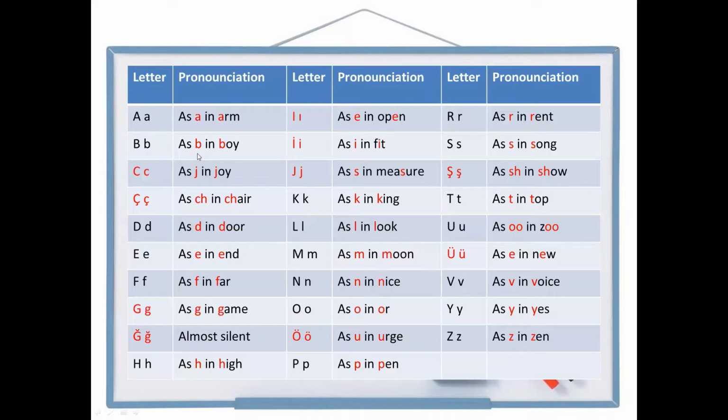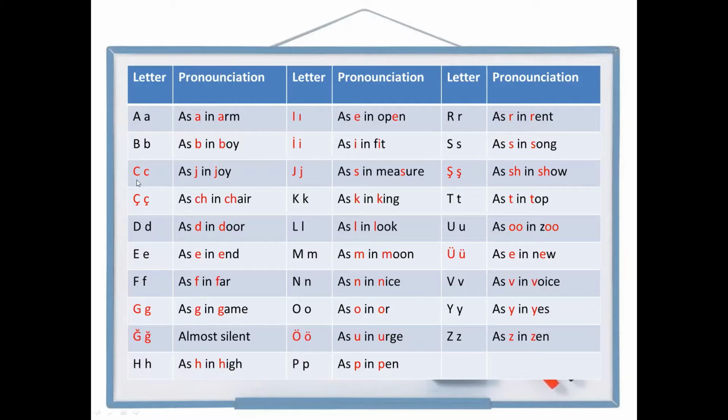The first letter of Turkish alphabet is A. It is not A. A, as in arm. A. And the next one is B. To read a consonant in Turkish alphabet, you simply add a sound to the consonant. In this case, it is B, as in boy, B.